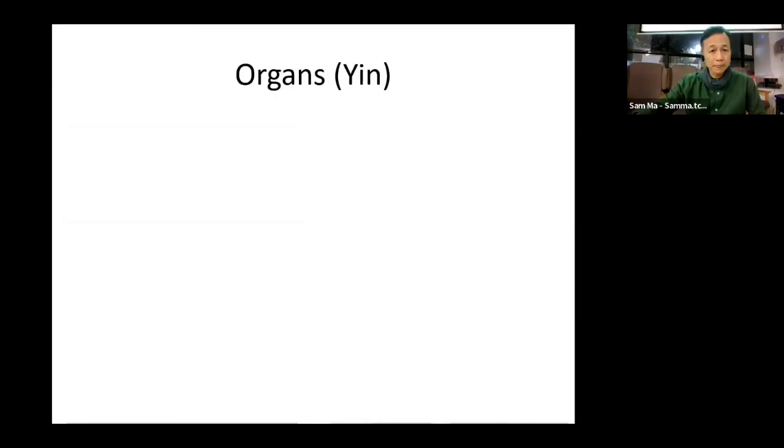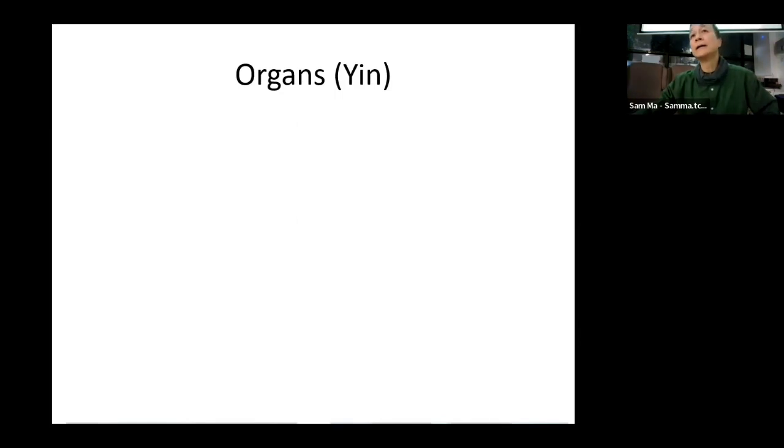Okay, next one. We talk about the yin organs. The yin organs are very solid, and the yin organs themselves contain good nutrients of the body, apart from one. Okay, yin organ, which one? Have a think.